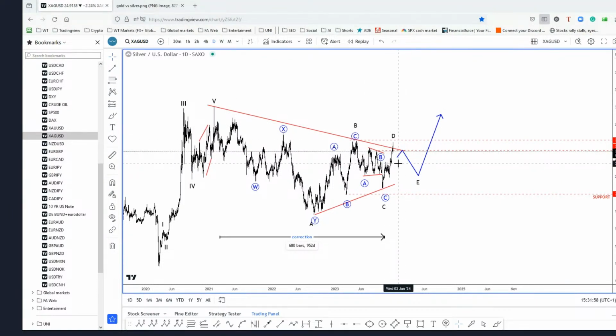So for short-term trades, I would most likely stay on the sideline. For the longer term, silver is definitely still very interesting.